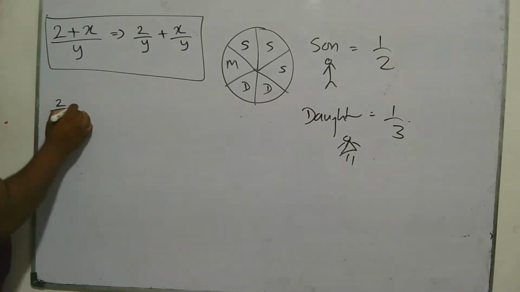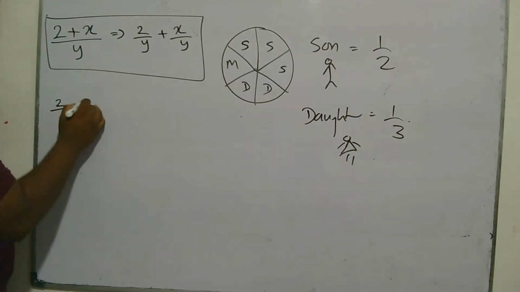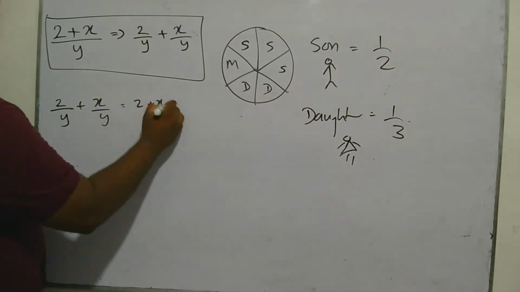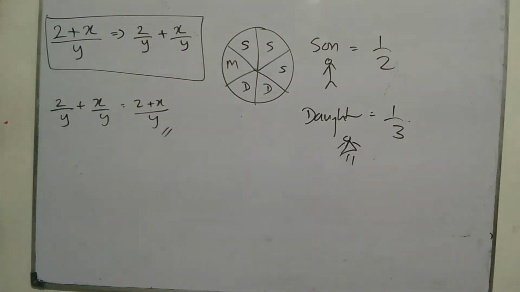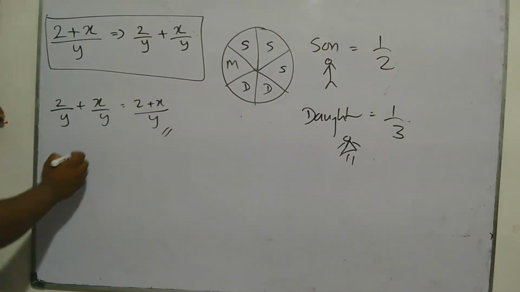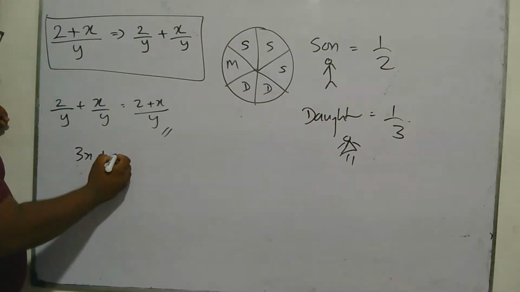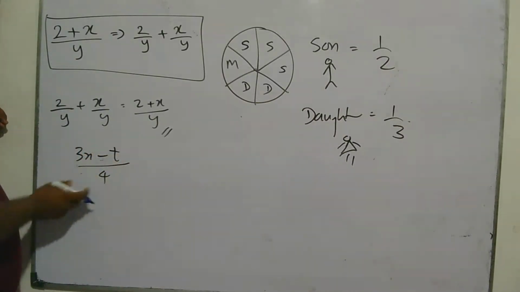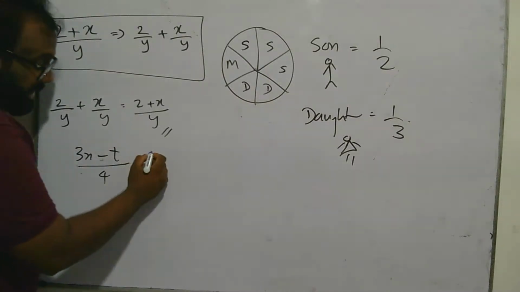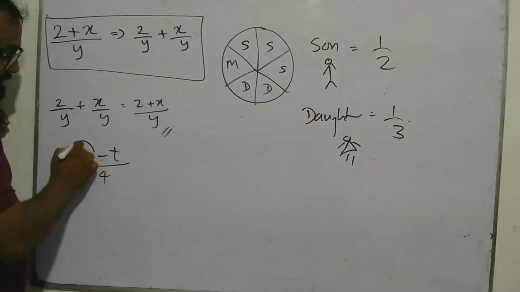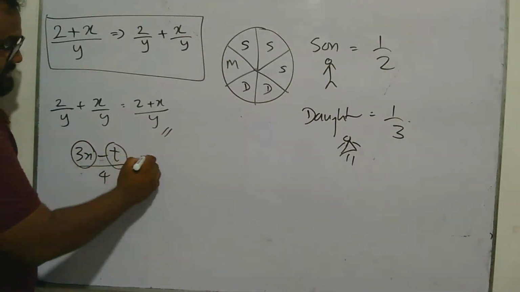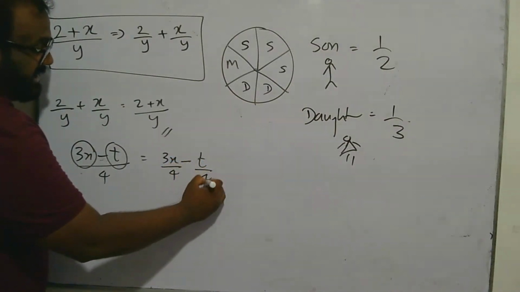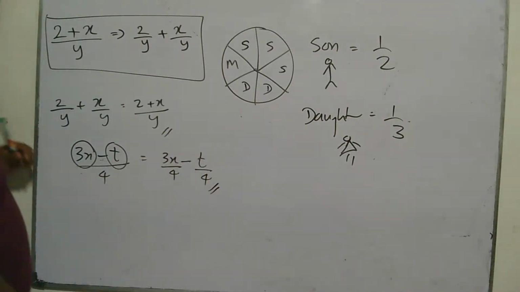In 2 upon y plus x upon y, the denominators were the same. Therefore, we add the numerators. So what do we do if it is given like this? Now look, this is a good example. What do we do? Are we going to write 3 upon? No. These are individual terms. 3x upon 4 minus t upon 4.